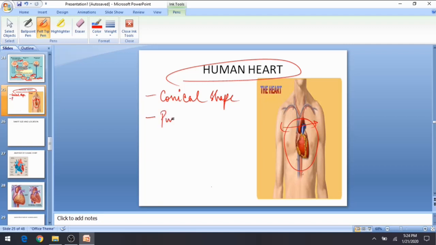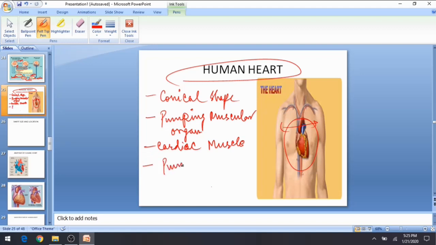Yes, of course, it is a pumping muscular organ, and it is made up of cardiac muscle. When I mention that it is made up of cardiac muscle, that means it continuously shows rhythmic contraction and relaxation throughout the lifespan. So it is a pumping muscular organ which helps to pump blood throughout the body.